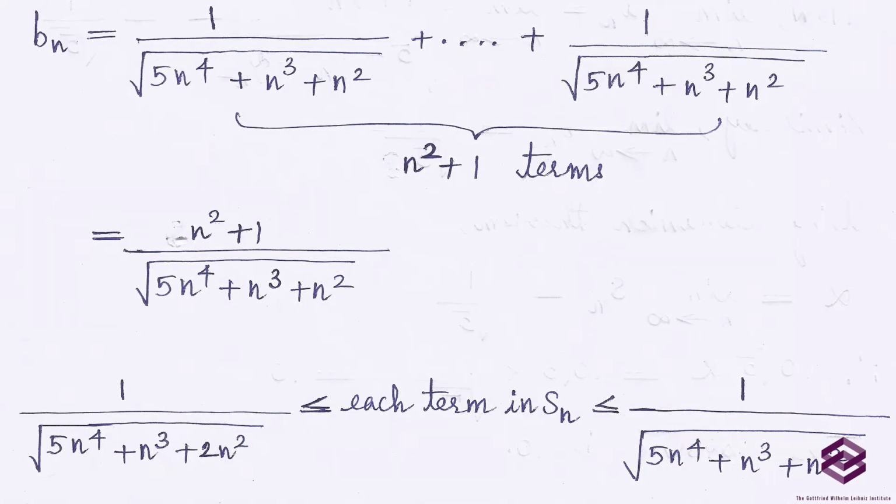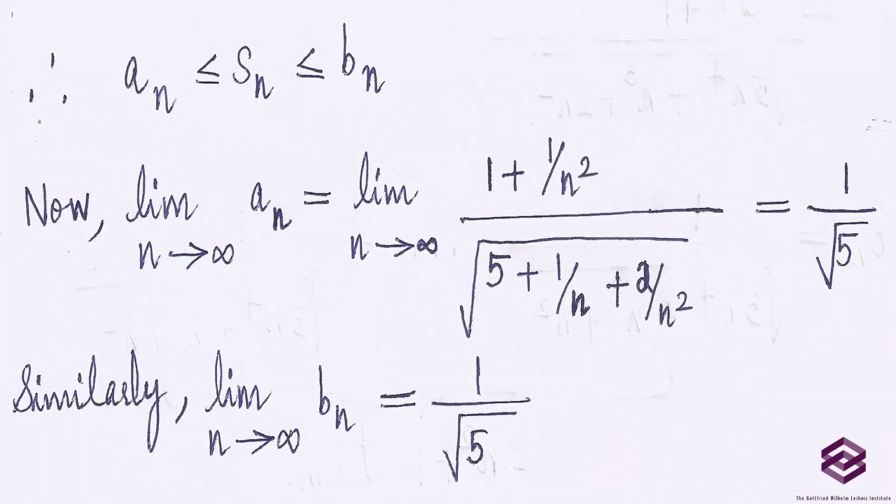Similarly, we can generate another summation Bn, which contains n square plus 1 terms, where each term is the largest term or the first term of Sn. Okay, so we have generated two new summations An and Bn from Sn. Now we can see that each term in Sn is greater than or equal to the final term in Sn, and each term in Sn is less than or equal to the first term in Sn.